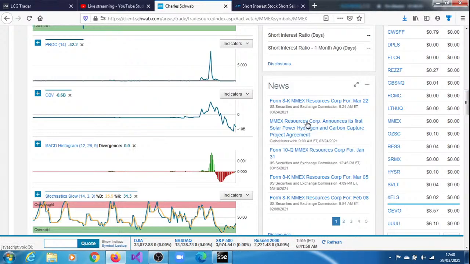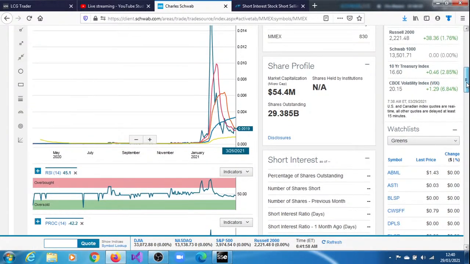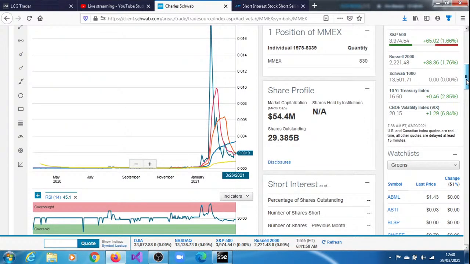You can see here on these two are the same. MX Resources announces its first solar power, hydrogen, and carbon capture project agreement. But all of these things, they don't convince a lot of market participants. They've been trading MMX for some years now, and according to them, this is always the news. It has a market cap of $54.4 million, 29.385 billion shares outstanding. It's quite hefty, very, very hefty.